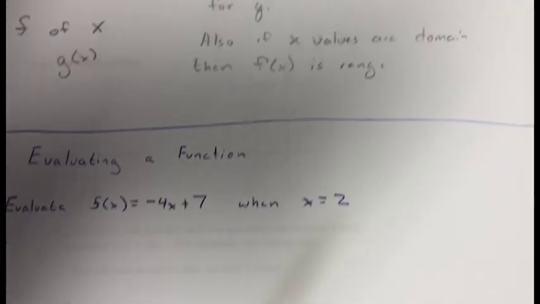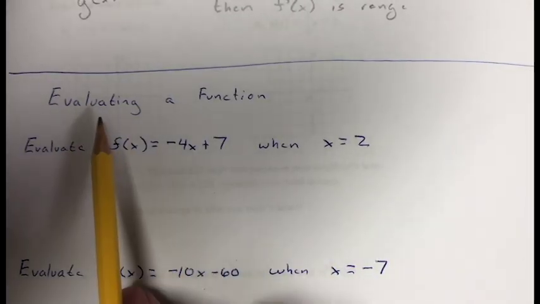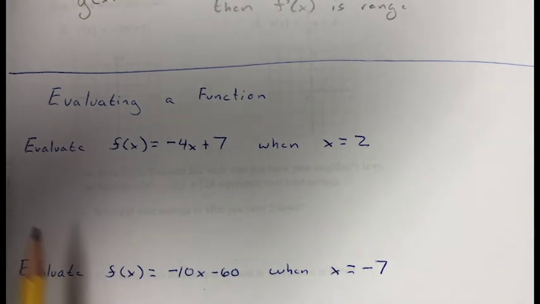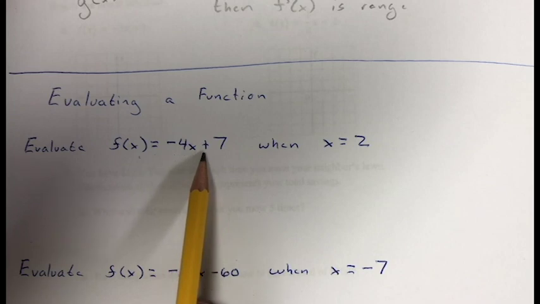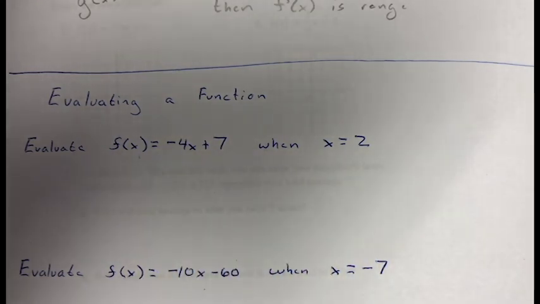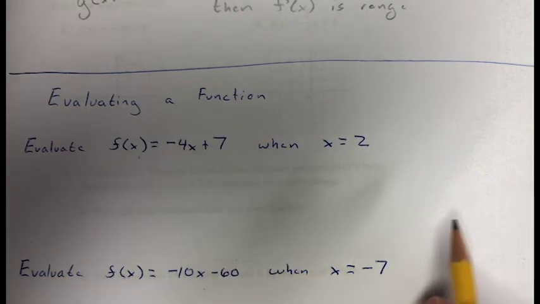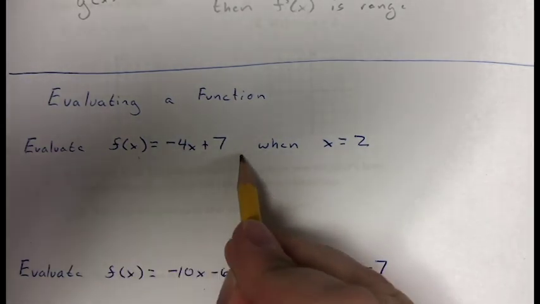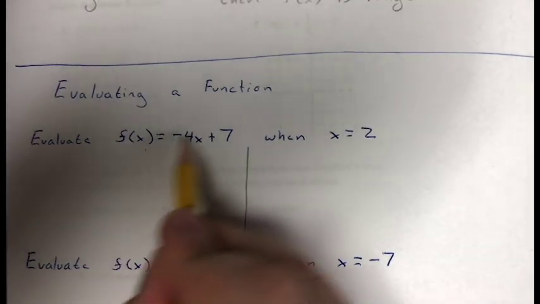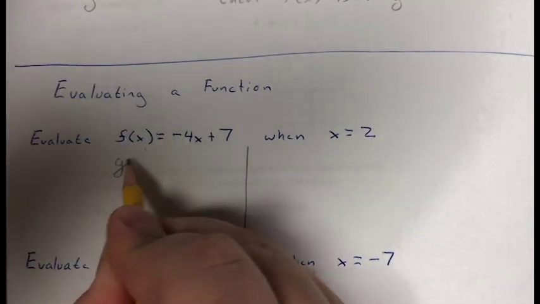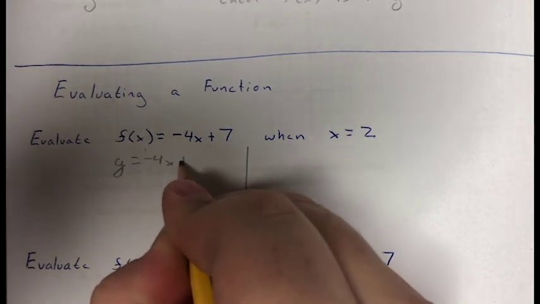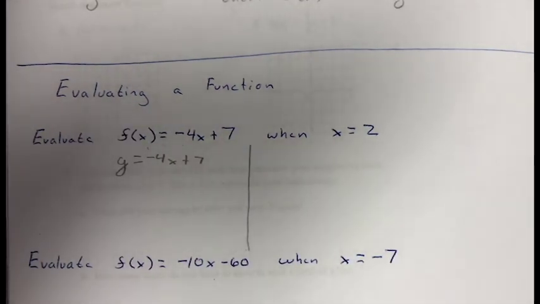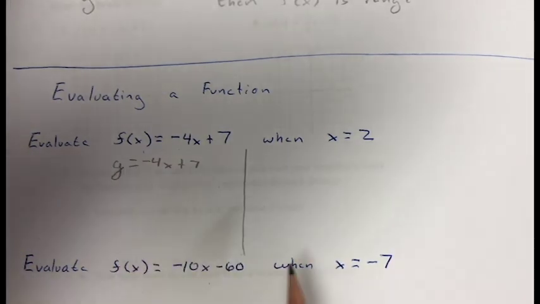So let's just go ahead and give you an example here. It says evaluating a function. It's telling me to evaluate f of x equals negative 4x plus 7 when x is equal to 2. Now, let's just stop here. I'm going to do a little bit of a parallel here. Let's rewrite this just so you can see and change f of x to y equals negative 4x plus 7. I want you to see it's literally the same thing.